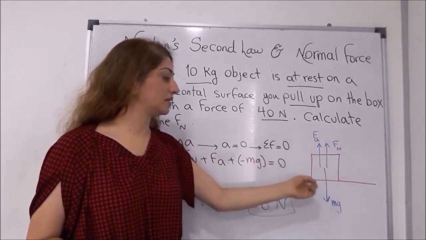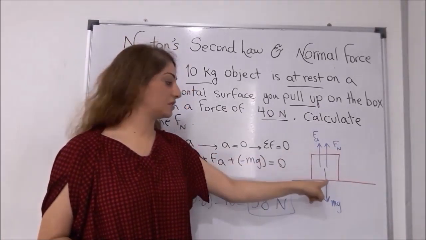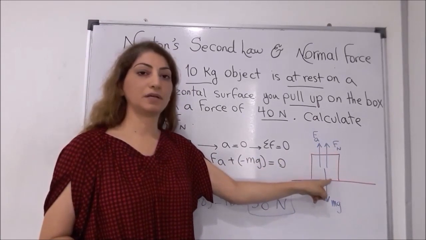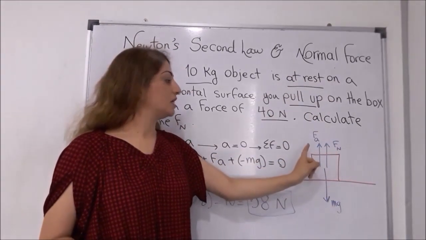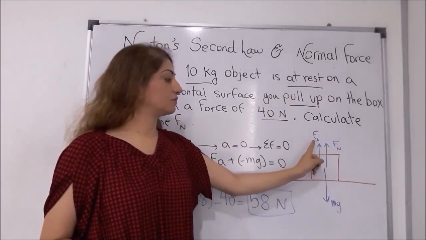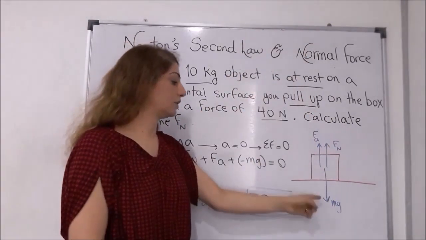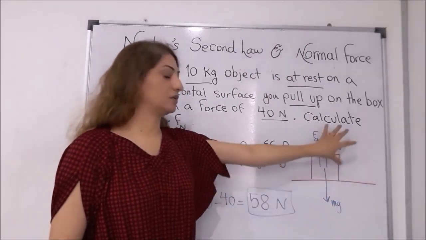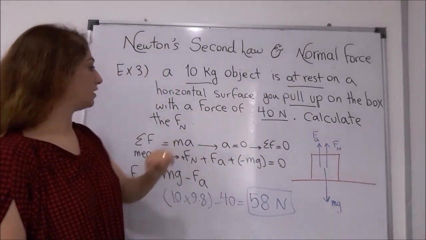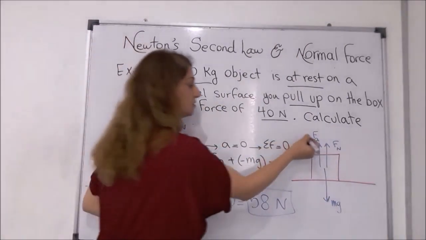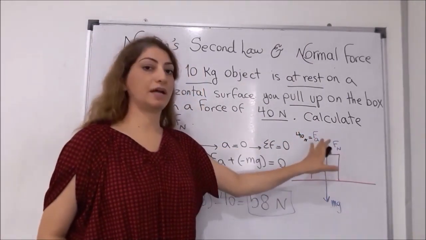As you can see on the diagram, if this is the box, this is the surface, this is the normal force, a force exerted by the ground on the object, which doesn't let it sink into the ground. Another one is a force that I have applied and it is upward. I try to pull it up. I don't know the size of the normal force, but I know the applied force, which is 40 newtons. The normal force I have to calculate.